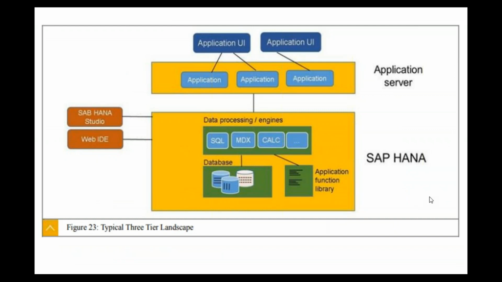So we have a typical three-tier landscape. Just like we have the three-tier architecture in a normal SAP server, here also we'll have the three-tier architecture. We'll have the HANA database, the application layer, and the user interface, the clients. This is exactly the same as the three-tier architecture we have discussed in normal SAP. So we have SAP Studio and SAP ID.